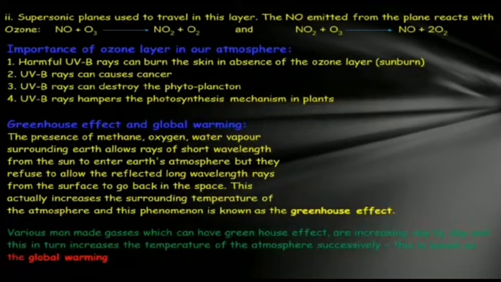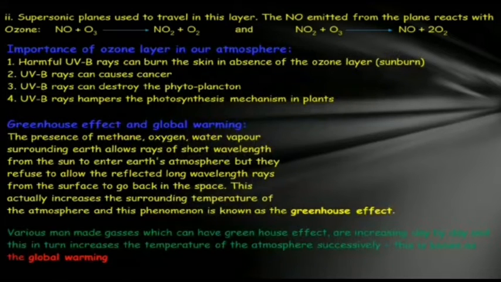Now, the importance of the ozone layer in our atmosphere is many. Harmful UV-B rays can burn the skin in the absence of the ozone layer, causing sunburn. UV-B rays can cause cancer. UV-B rays can destroy the phytoplankton. UV-B rays hamper the photosynthesis mechanism in plants.